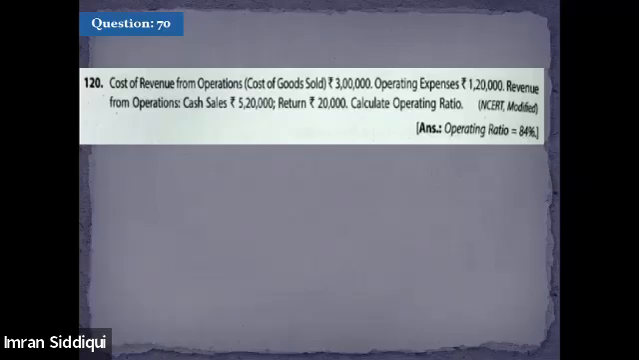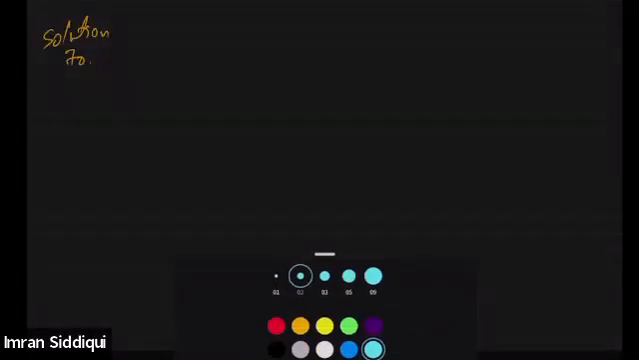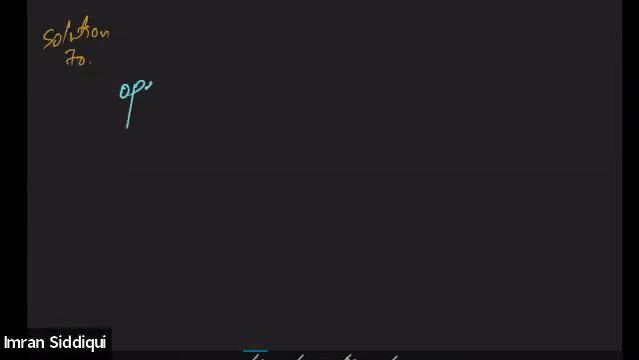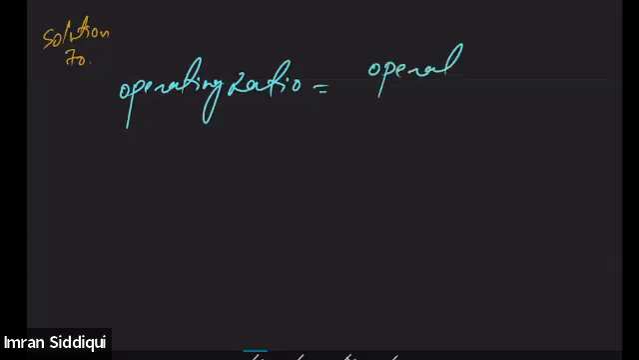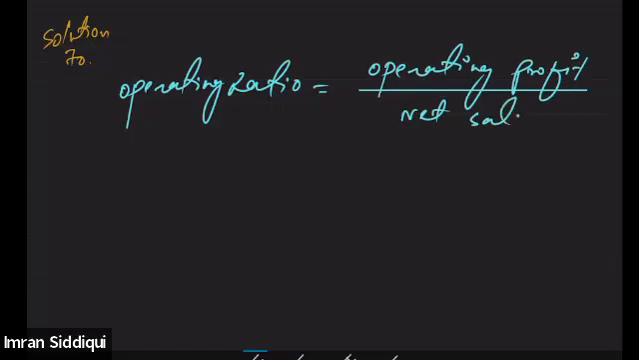So what do we need to calculate in this? We need to find out the operating ratio, right? So we already wrote the formula for the operating ratio. What was the formula for the operating ratio? Anyone? It is operating profit by net sales into 100.